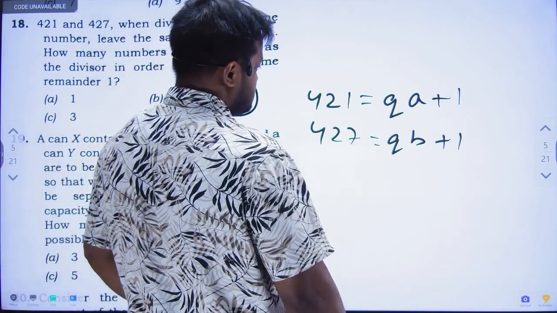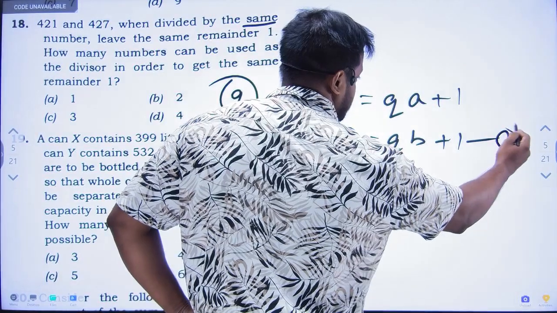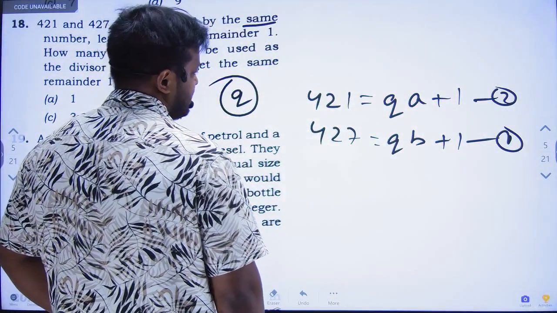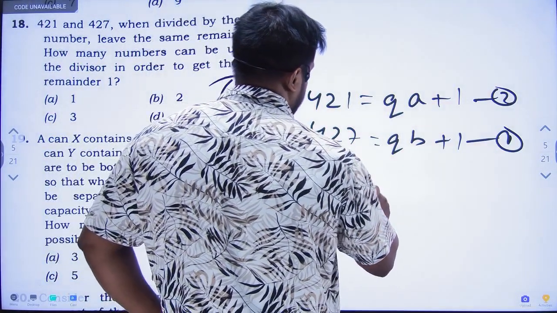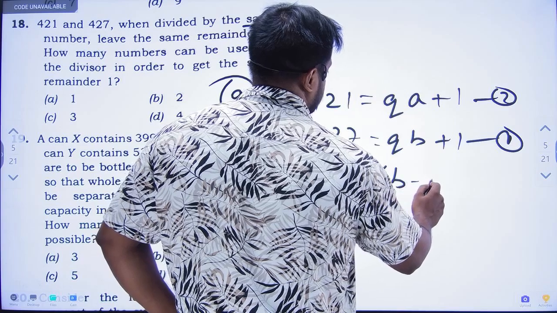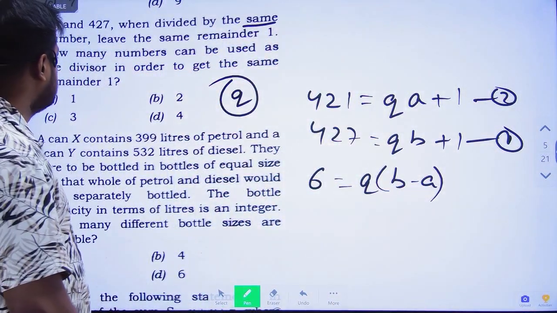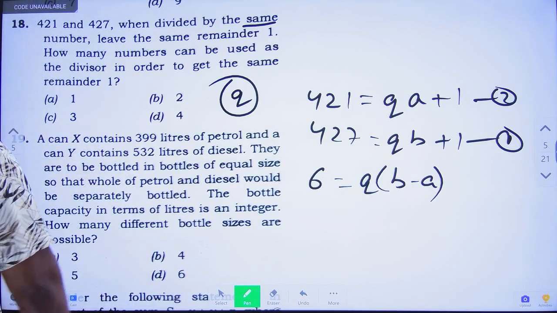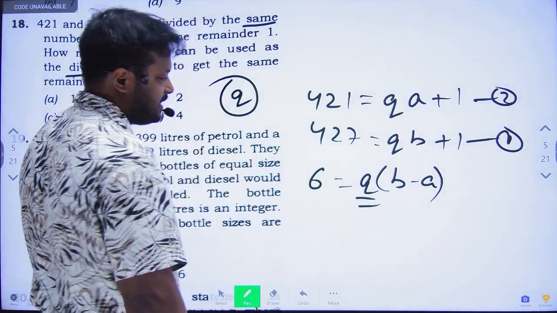Now from these two equations, let's say this is equation 1 and this is equation 2. Subtracting 2 from 1, I can say 6 equals q times (b minus a). So it is asking how many numbers can be used as the divisor. Divisor means this part is asking, the q part.